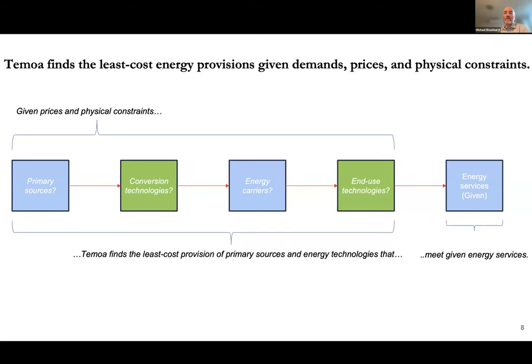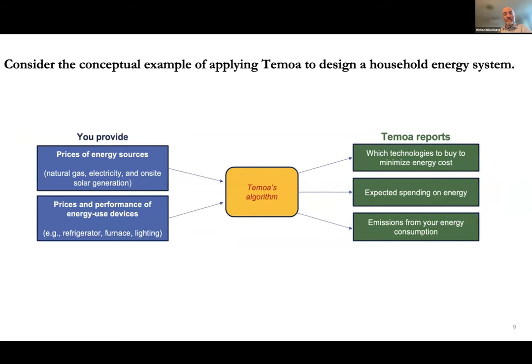You know, this is still a little bit opaque. You can think about designing a house using TMOA, where you tell TMOA, I need so much energy for lighting and here are all the choices I have. I need so much energy for heating and here are all the choices I have. And here are all the prices for those technologies and fuels. And it will tell you what the least cost set of technologies are.